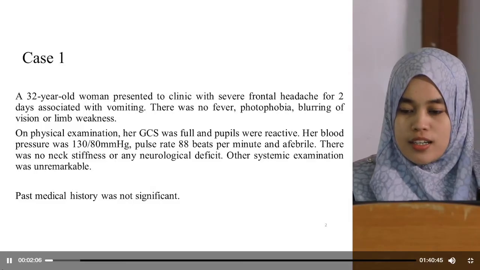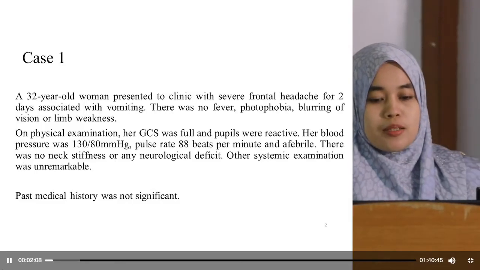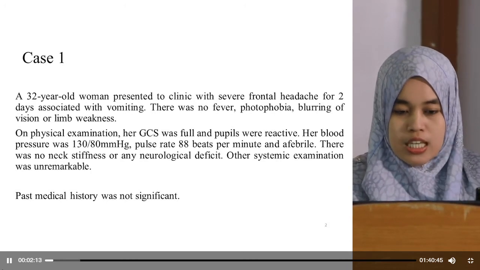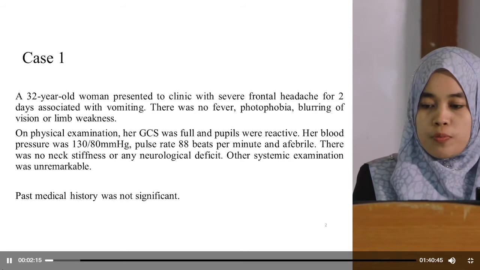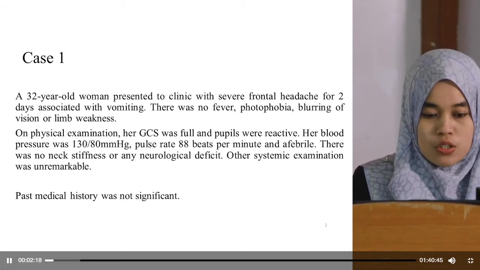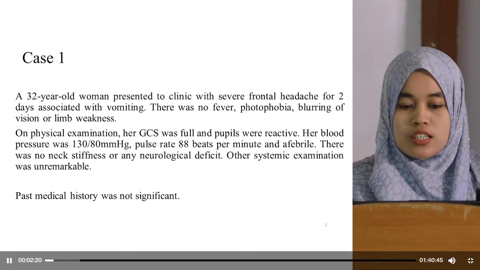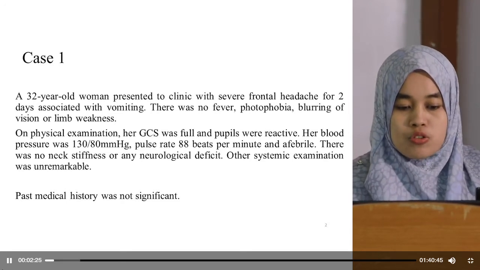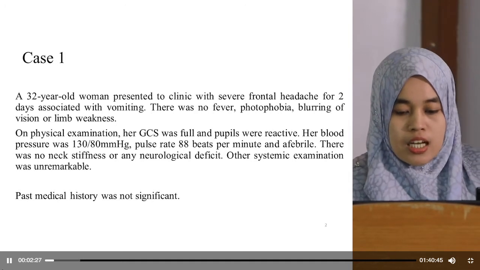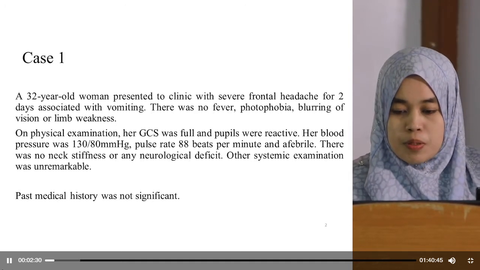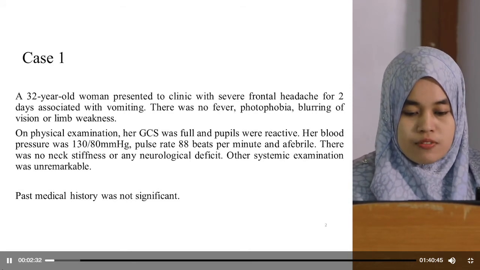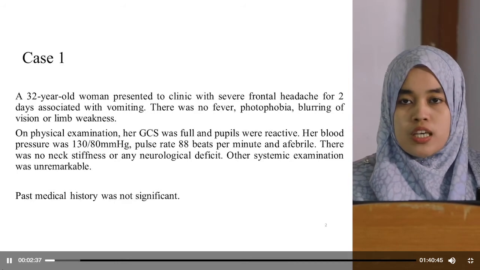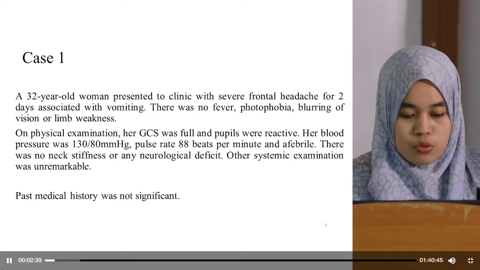Right, so this patient, she's a 32-year-old woman, presented to clinic with severe frontal headache for 2 days associated with vomiting. There was no fever, photophobia, blurring of vision or limb weakness associated with it. On physical examination, her GCS was full and pupils were equal and reactive. Her blood pressure was normotensive, 130/80. Pulse rate, not tachycardic, was 88 beats per minute and afebrile. There was no neck stiffness or any neurological deficit noted. Other systemic examination seems to be unremarkable. The past medical history was also not significant.